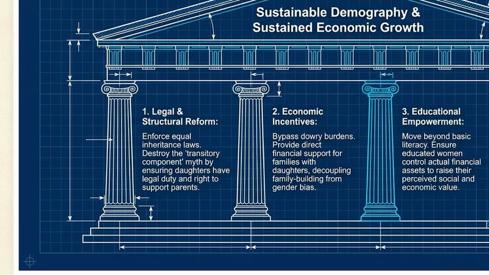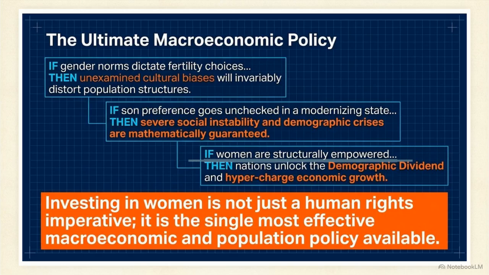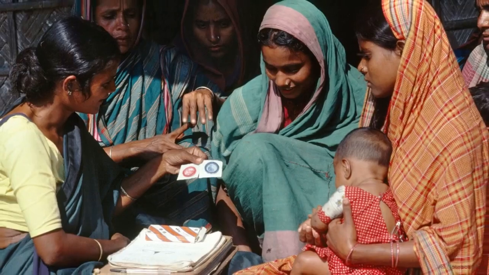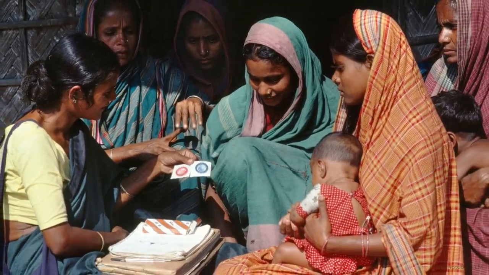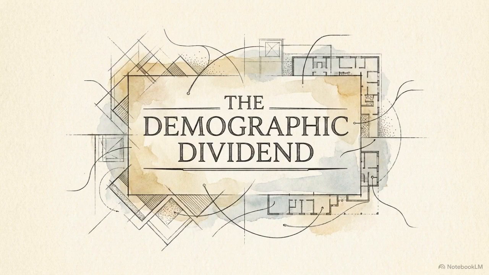This chart traces the logical sequence of empowerment. Removing structural barriers for women allows nations to capitalize on the demographic dividend and accelerate economic performance. Investing in female structural empowerment is an ethical imperative, but more importantly for the modernizing world, it is the single most effective macroeconomic and population policy available.